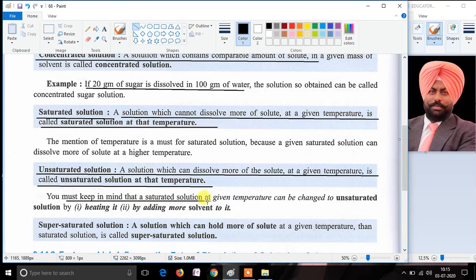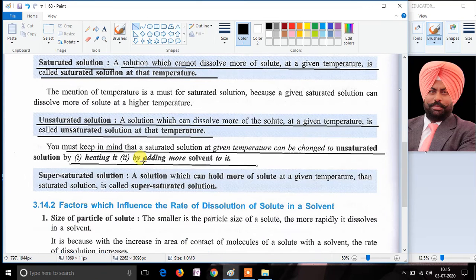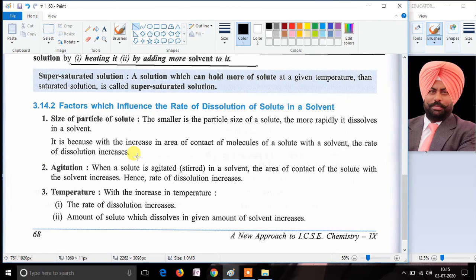We have to keep in mind that the saturated solution at a given temperature can be changed to unsaturated by 2 different processes. The first process is by heating it or by adding solvent to it. If we heat a saturated solution, the saturated solution will become unsaturated, and if we add more solvent to the solution, then also the saturated solution will turn into unsaturated solution.